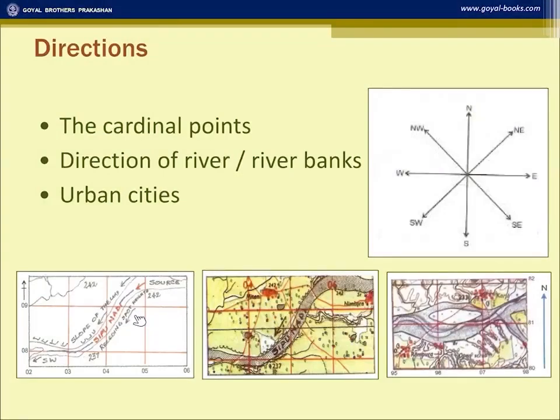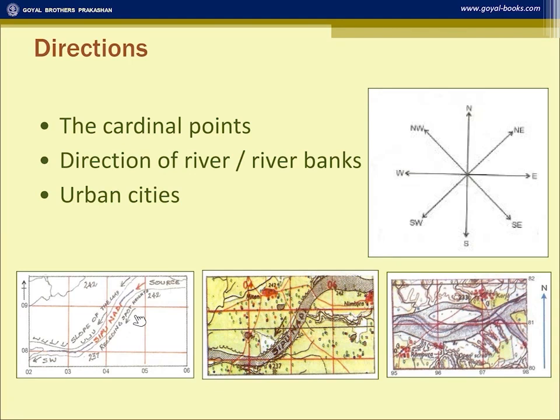Sometimes there is a question in the survey sheet, in your examination paper, that says on which bank of the river is Nimbora situated or Mital situated. To answer this question, you must follow certain steps.